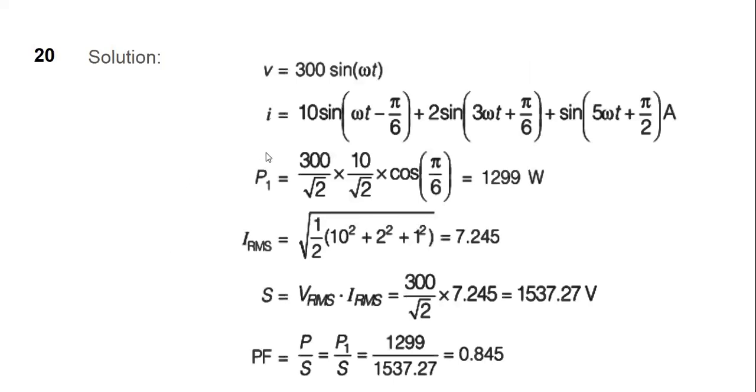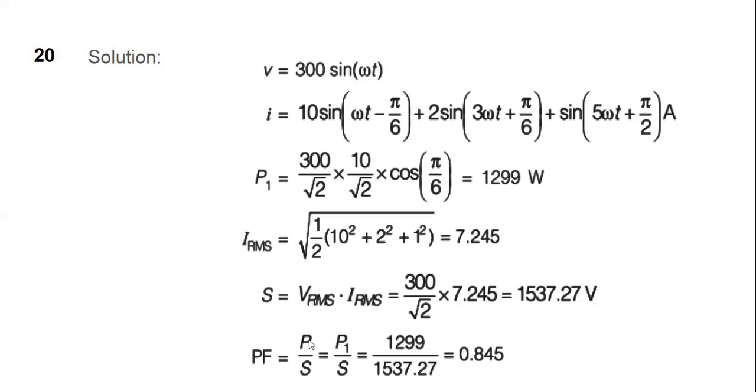The solution of the given problem is given here. We are given the voltage expression and the current expression. In the current expression, we have harmonic components: the fundamental component, third harmonic and fifth harmonic components are there. We need to find out the power factor. For finding the power factor, the expression can be written as real power by apparent power.